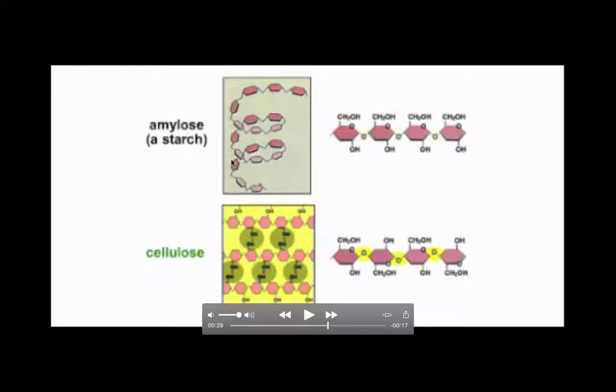So structure determines function. Remember this? Structure determines function. A long coil that's easy to digest, good. A straight chain that's hooked to other straight chains, good for structure, not so good for digestion.